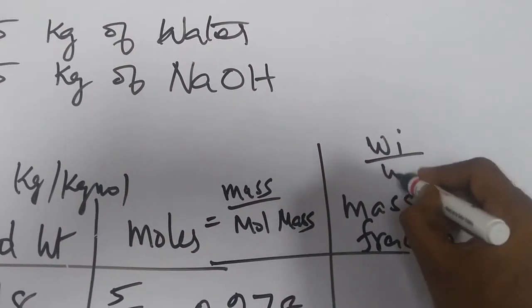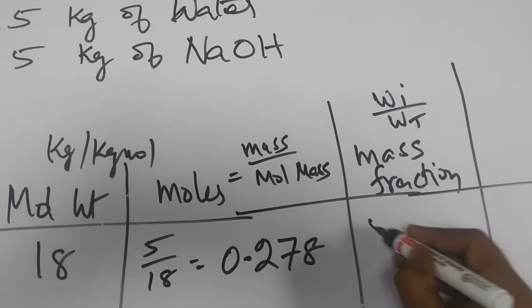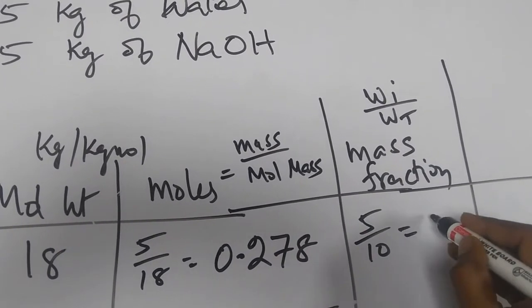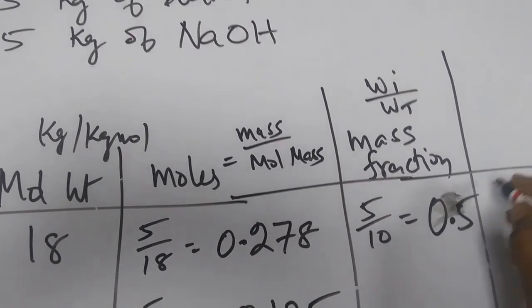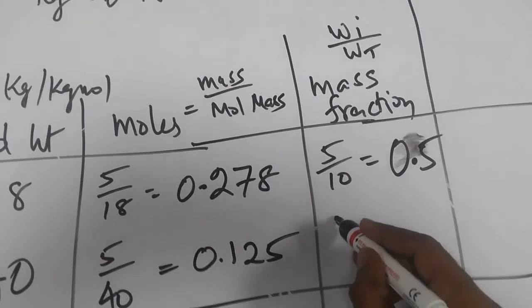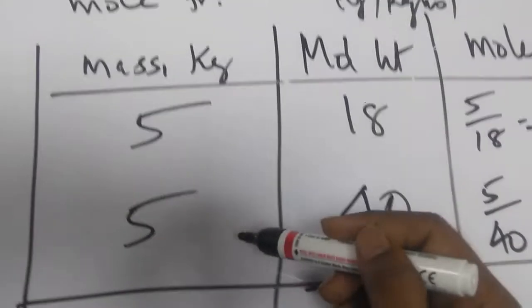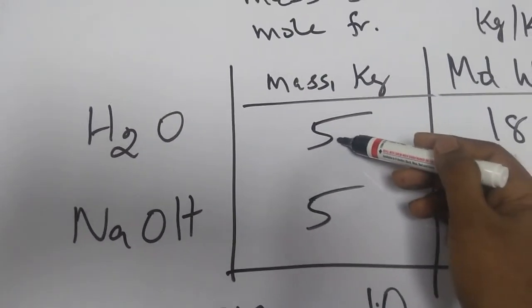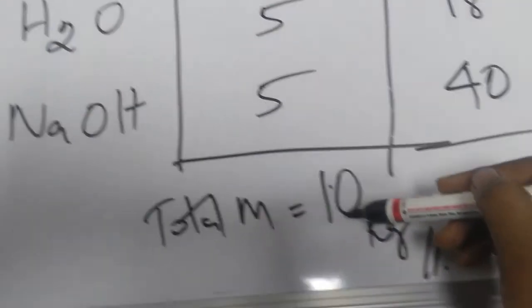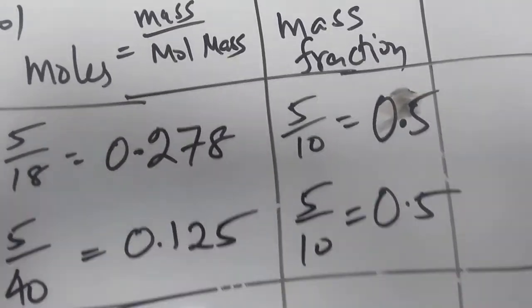Wi by W total, right? That is, this also 5 by 10, which is 0.5. Why am I writing 5? That is the mass of water is 5, mass of NaOH is 5, total mass is 10. So that's why here we are getting 5 by 10 equal to 0.5, 5 by 10 equal to 0.5.